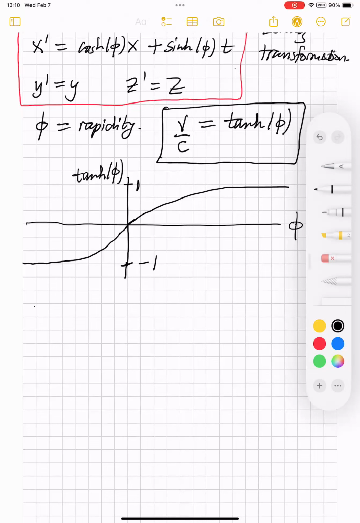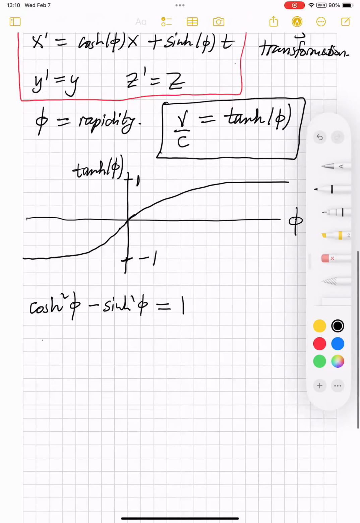If you remember, cosh squared phi minus sinh squared phi is equal to 1. You should be able to derive that. If you can't, look it up. Now let's divide by cosh squared. So if we divide both sides by cosh squared, we get 1 minus tanh squared phi is equal to 1 over cosh squared phi. And that's a very easy equation to solve.